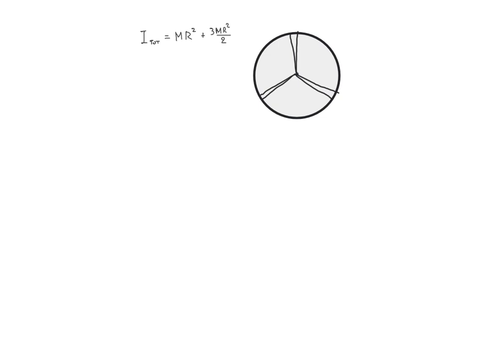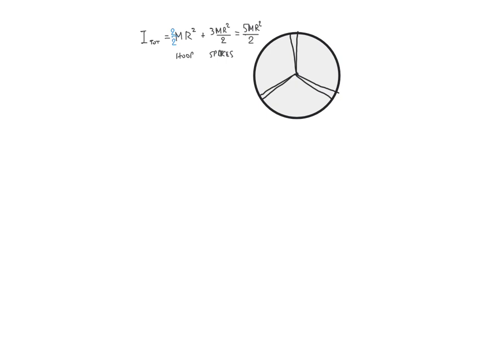So this total inertia, mr squared for the hoop, and the second part, the 3 mr squared over 2 for the spokes. If you get a common denominator, I could multiply that first thing by 2 over 2, which doesn't change it. So now when I add them together, I get a total of 5 mr squared over 2. That's the total rotational inertia for this entire wheel in part A.